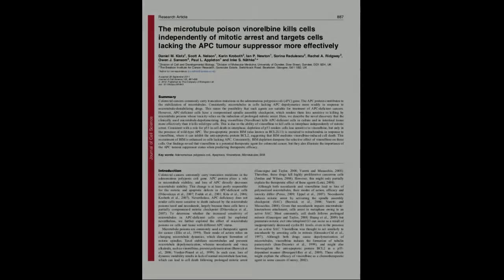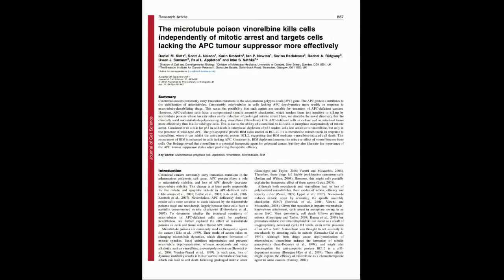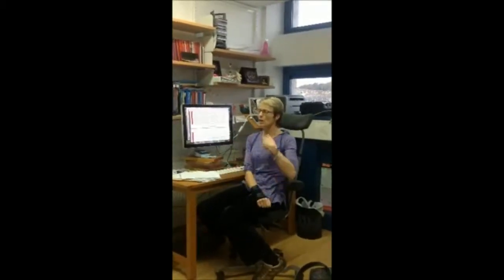So what this paper showed were really two important things. Because we knew of this connection between APC and microtubules, and because all colorectal tumor cells, for all intents and purposes, have mutant APC, we thought that should make the cells more sensitive to these poisons. And microtubule poisons are already used clinically. So you'll have heard of paclitaxel.